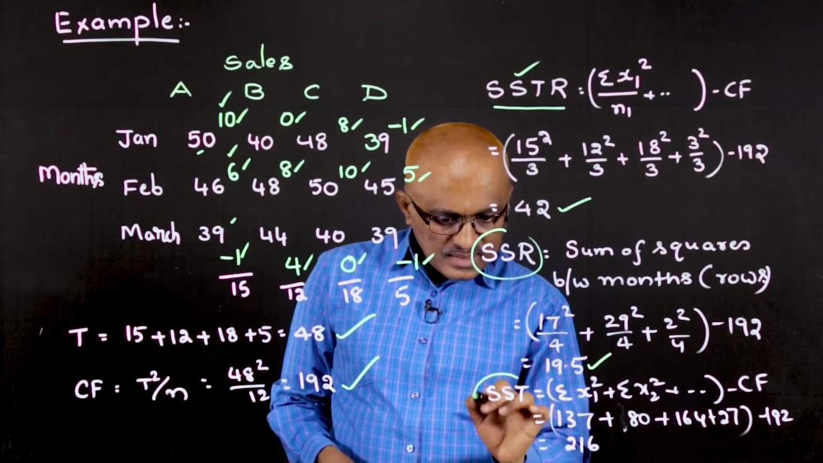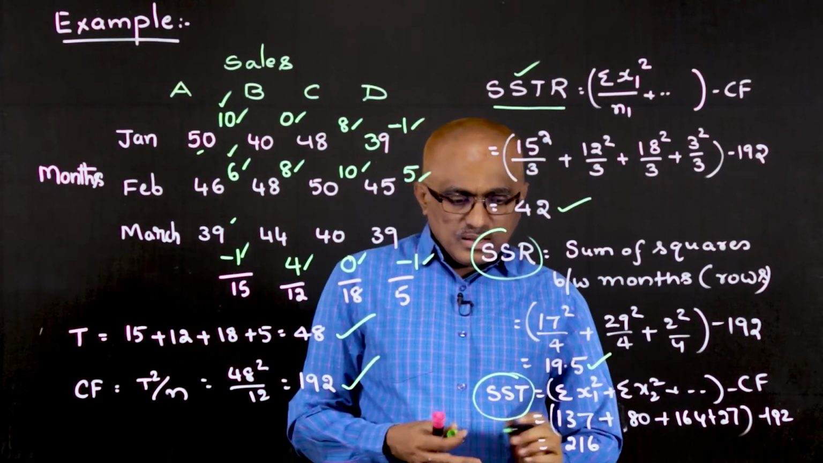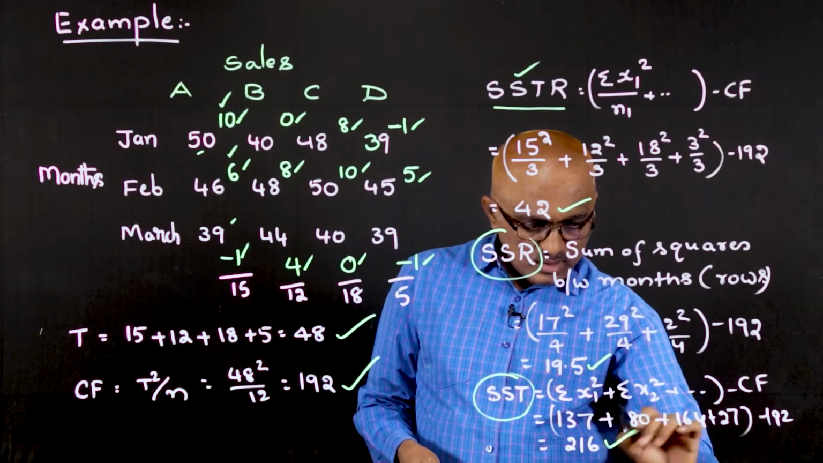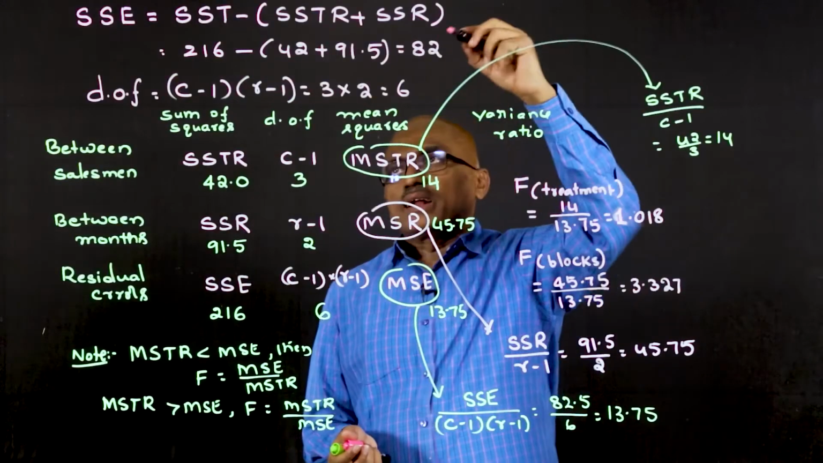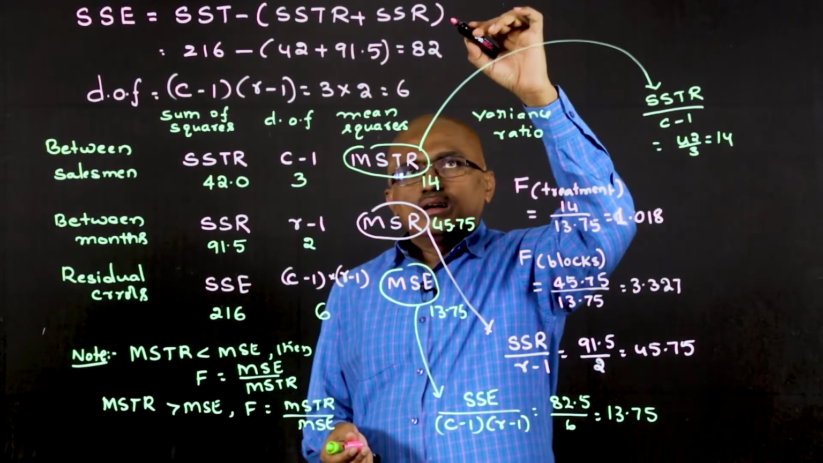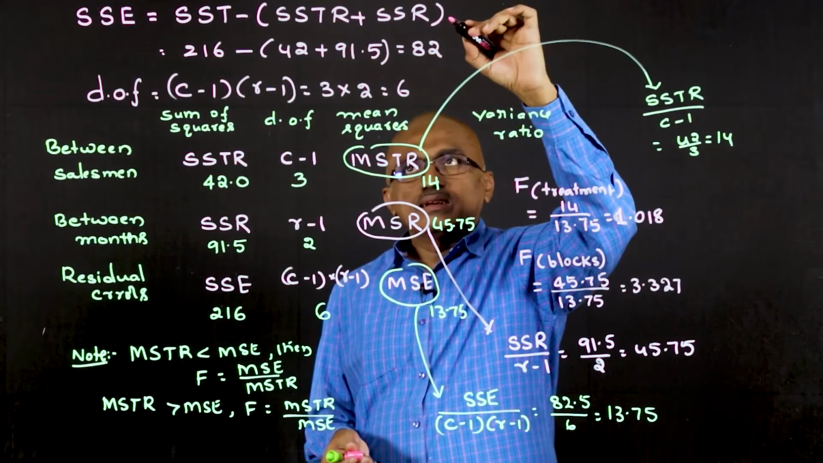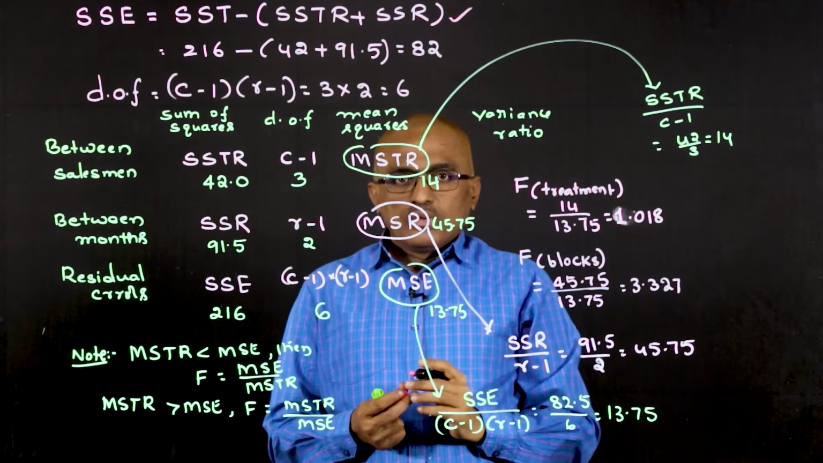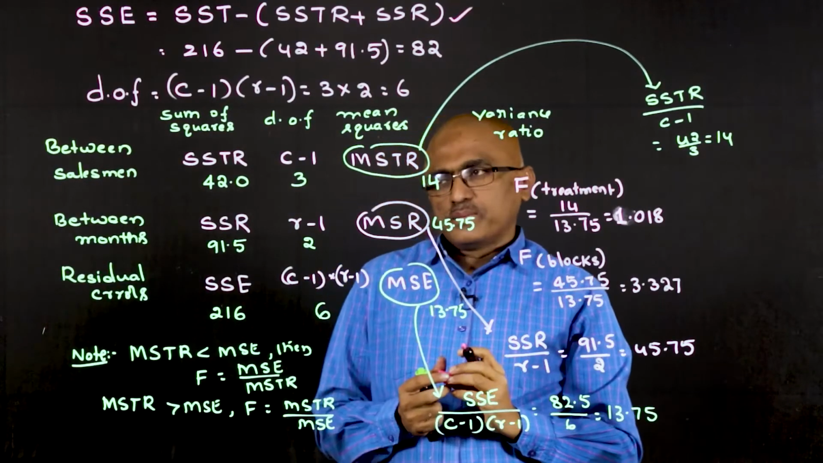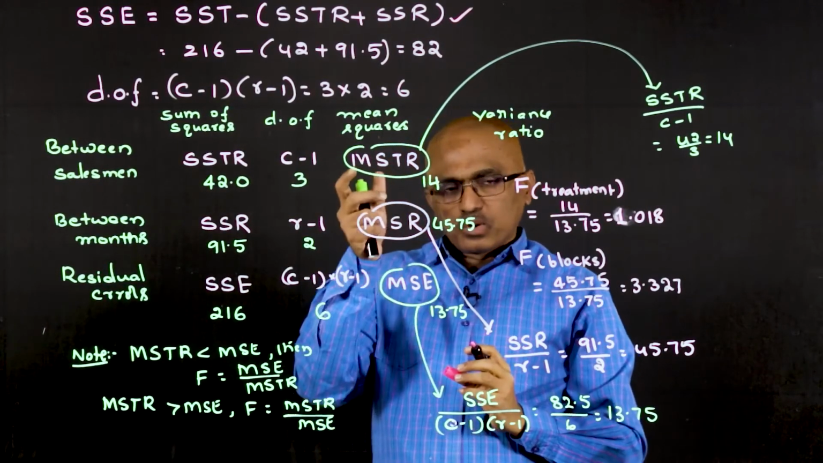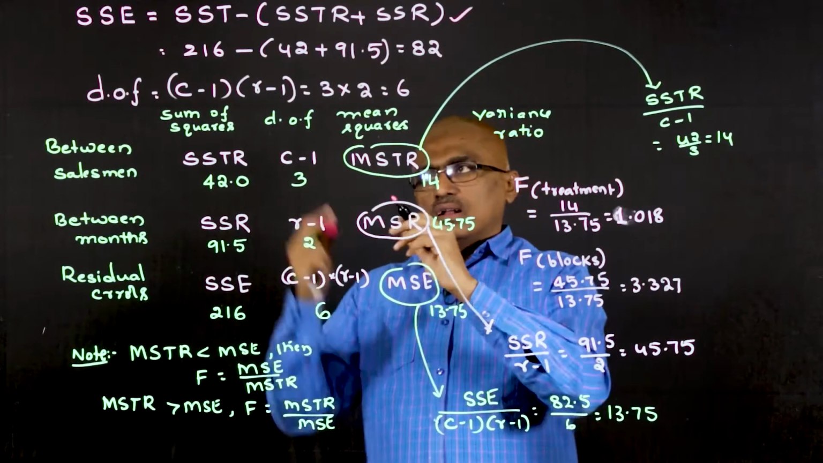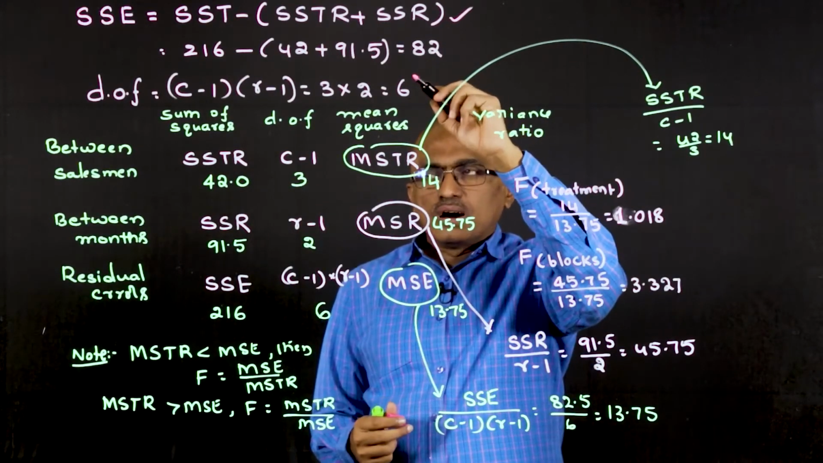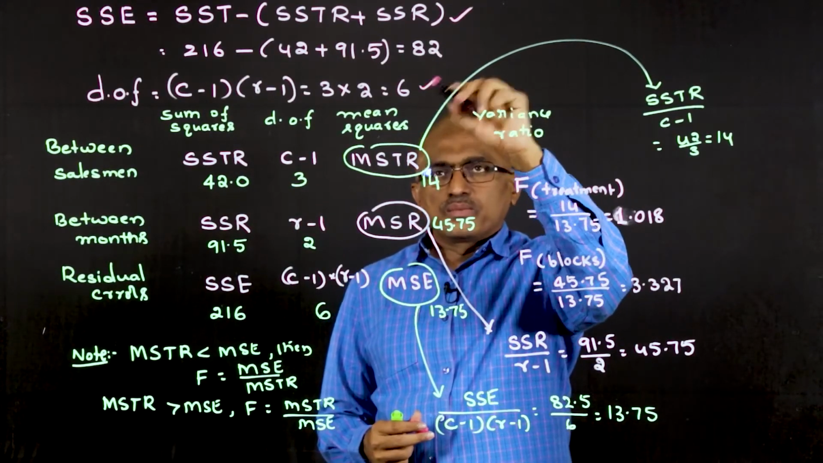Next we calculate SST, sum of squares total. Then we got 216. Now we calculate SSE, which is sum of squares total minus SSTR and SSR added together. Now we'll have various degrees of freedom: one with respect to rows, one with respect to columns, and also degrees of freedom on the whole, that is R minus 1 into C minus 1, that is 6 here.